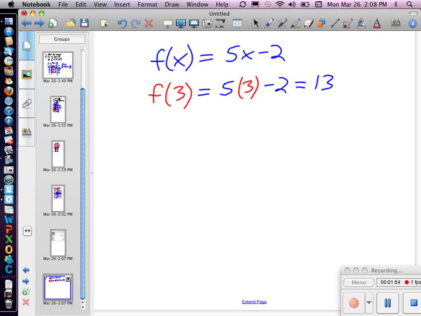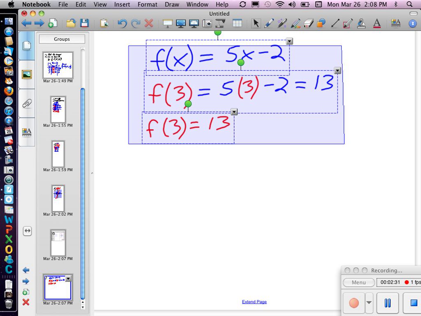So instead of me saying, what is the value of y when x equals 3, I can just write, find f of 3, or I can just write f of 3. And that tells you, hey, I'm going to replace this x with a 3 and simplify. Okay? And so you can write this, f of 3 equals 13. Now, recall that f of x is the same thing as writing y.